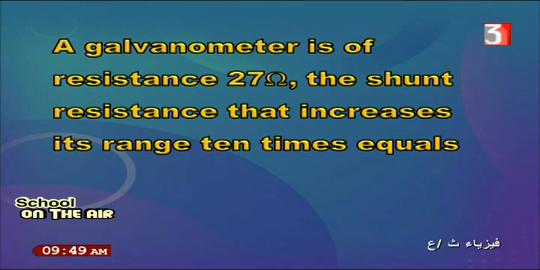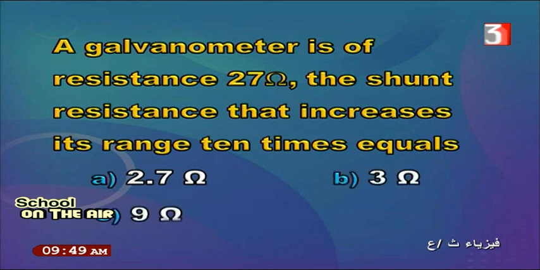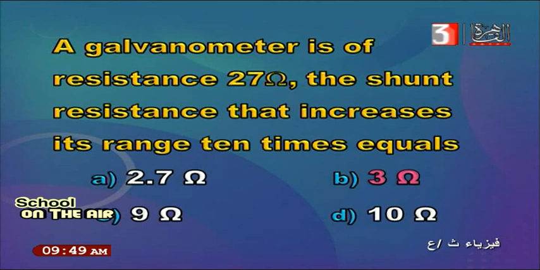Okay, another choice. A galvanometer is of resistance 27 ohm. The shunt resistance which increases its range 10 times, I believe I've just explained one very similar to it. Increasing the range 10 times means I equals 10 Ig. Is it 2.7, 3, 9, or 10? Of course it is 3. It will be divided by 9.